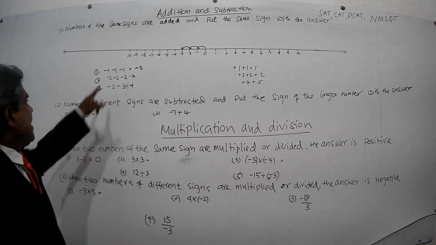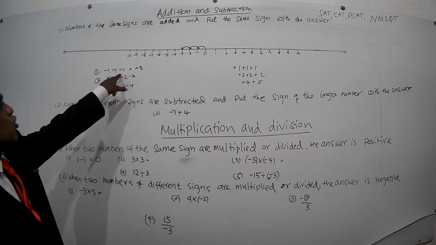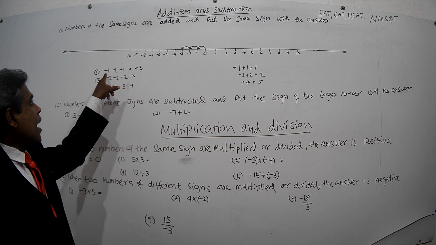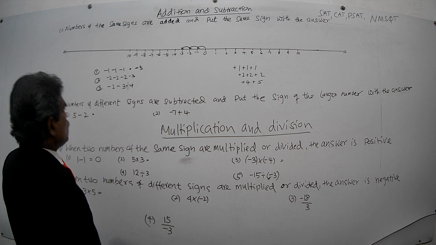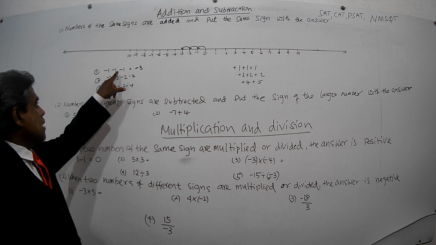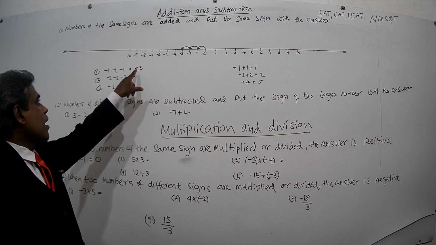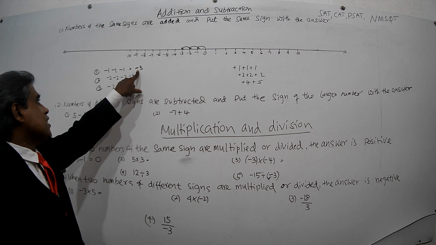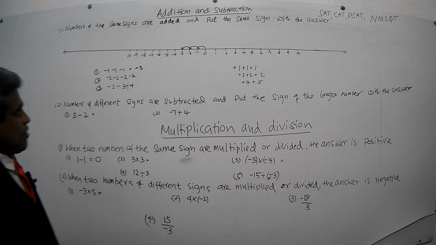Here, 3 ones of the same negative sign have been given, and they are added because they have the same sign. When they are added, it will be 3, and the sign of the answer is determined by the common sign of the numbers that have been given, that is negative. That is how it came from this number line.